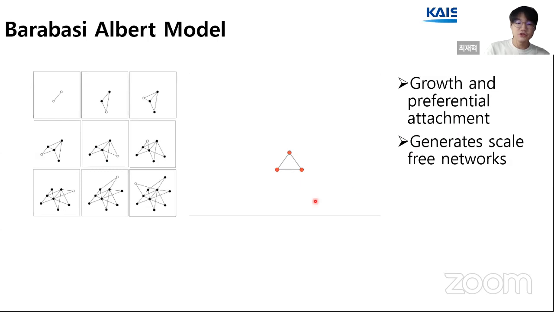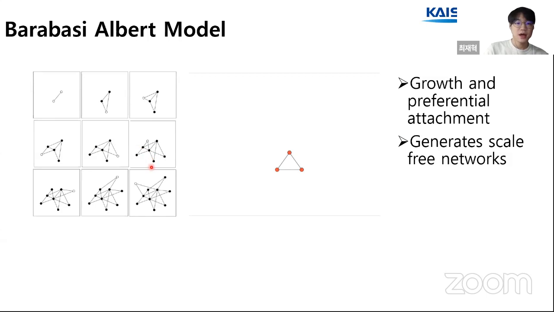Growth occurs when a new node is added to an existing node. You can see when there's two nodes, another node is added, and the links are connected to the previously existing nodes. In this case, this white node is added, and two links are added to the existing nodes. Likewise, this continues on, and each time two nodes are added, which doesn't necessarily have to be two, but in this case it's two.